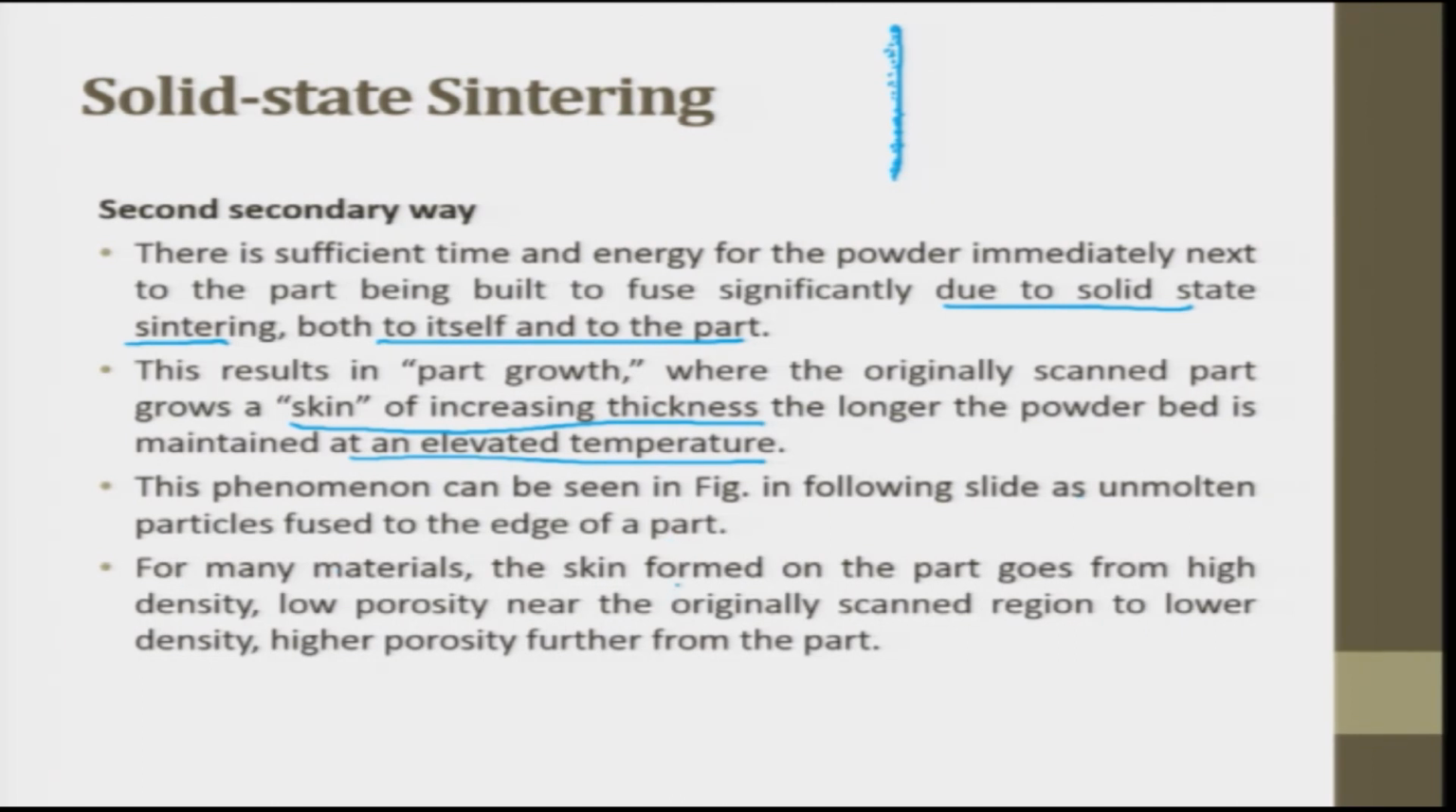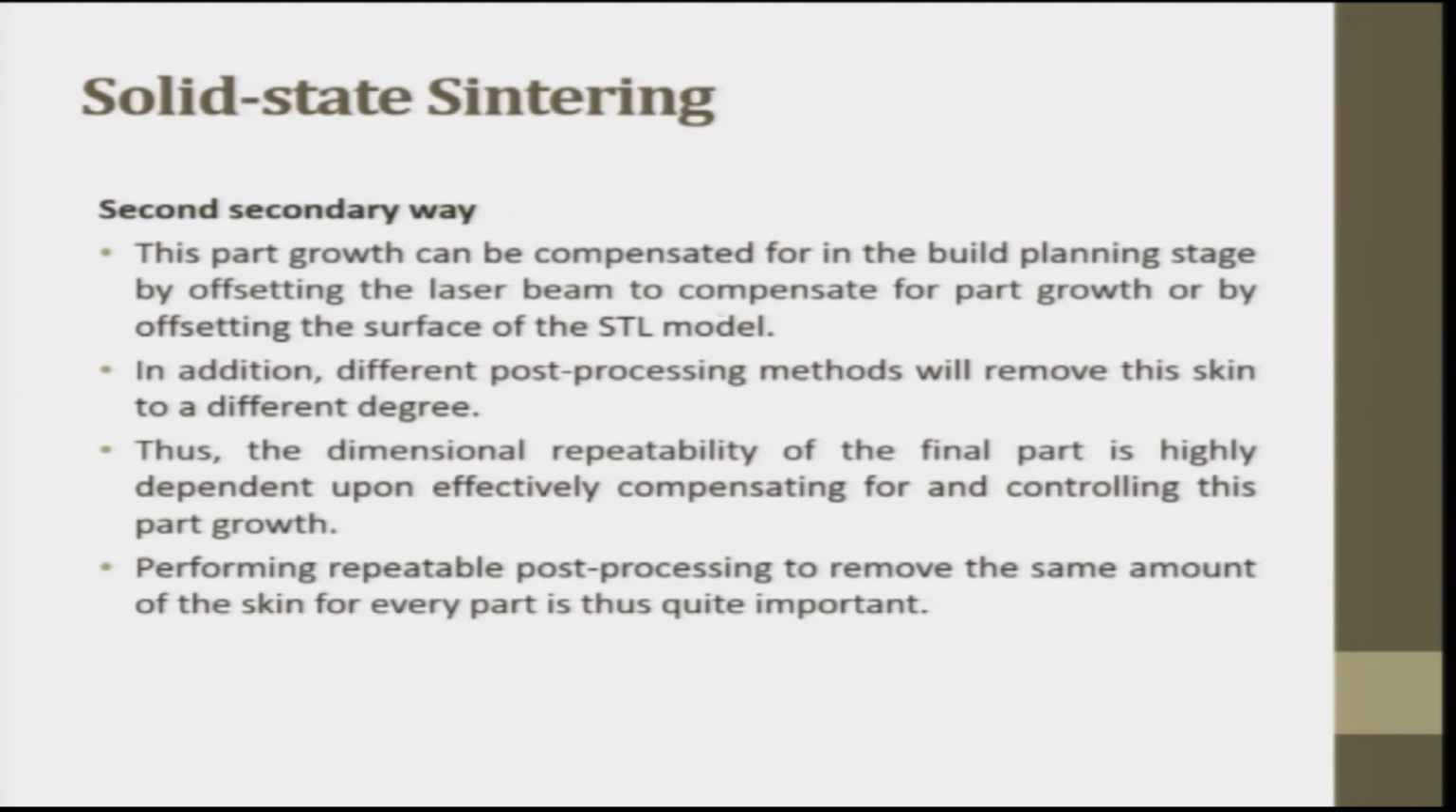For many materials, this is the skin. The skin formed on the part goes from higher density, low porosity near the original scanning region to lower density, higher porosity further from the part. This part growth can be compensated for in the build planning stage by offsetting the laser beam to compensate for part growth or by offsetting the surface of the STL model. So, this is also a very important point. In addition, different post-processing methods will remove the skin. Thus, the dimensional repeatability of the final part is highly dependent upon effectively compensating for and controlling the part growth.